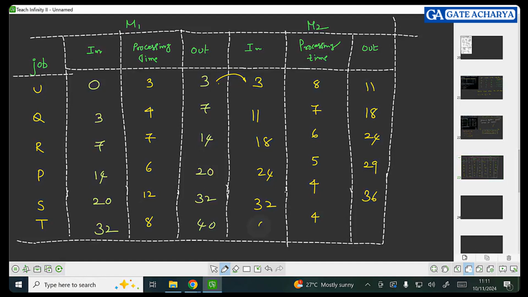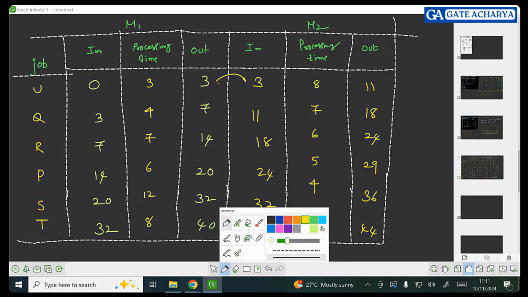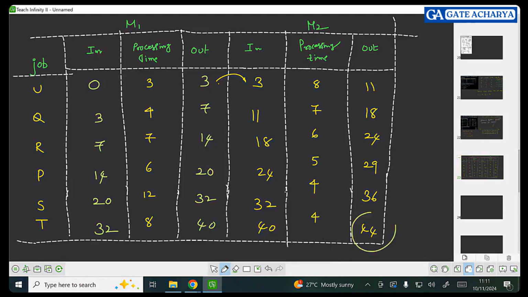Next, which one is higher? 4. P plus 4, 44. Right? What do they ask you to calculate, guys? Minimum makespan. That is, what is the maximum value at the out of the second machine? I told you that. What is that? The last job which leaves the machine, that is the minimum makespan.